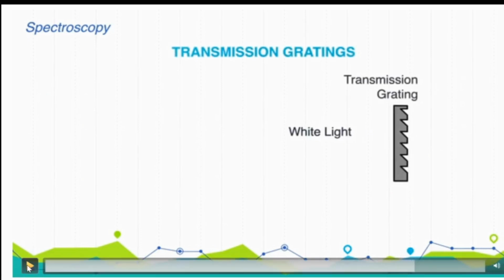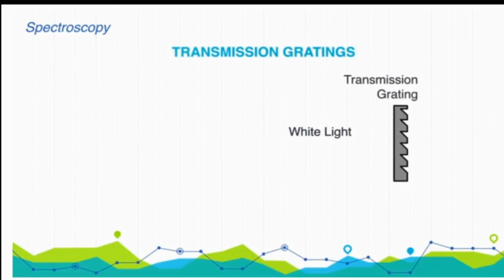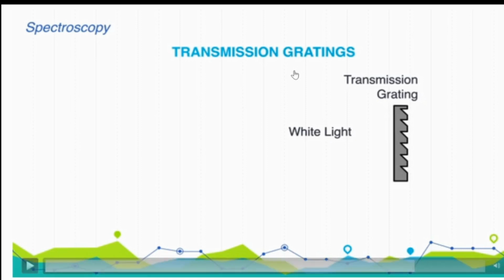The grating itself is of two types: reflection grating and transmission grating. Reflection means that the light is reflected. Transmission grating means the polychromatic light is falling here, and as it passes through this grating surface, it gets split into its constituent wavelengths. That is transmission. After transmission, those constituent parts get separated.